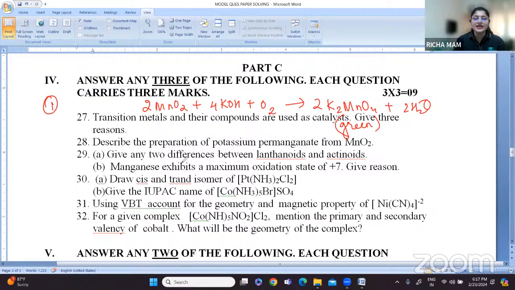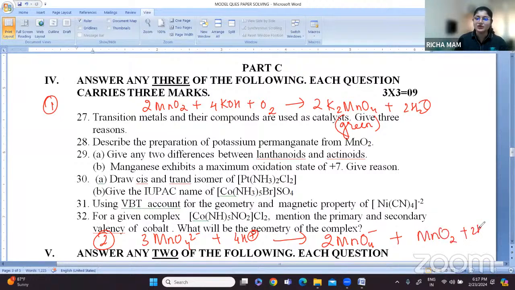Now, what is the second step, students? The potassium manganate in a neutral or acidic solution will give you permanganate. So 3 MnO4 2 minus plus 4 H plus, giving you 2 MnO4 minus plus MnO2 plus 2 H2O. So this is the second step. Or, by electrolytic oxidation of manganate, MnO4 2 minus, it gives you permanganate.